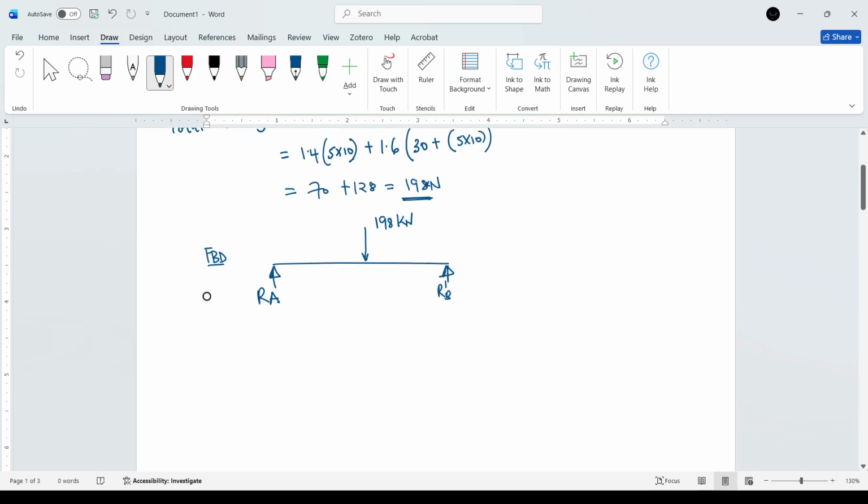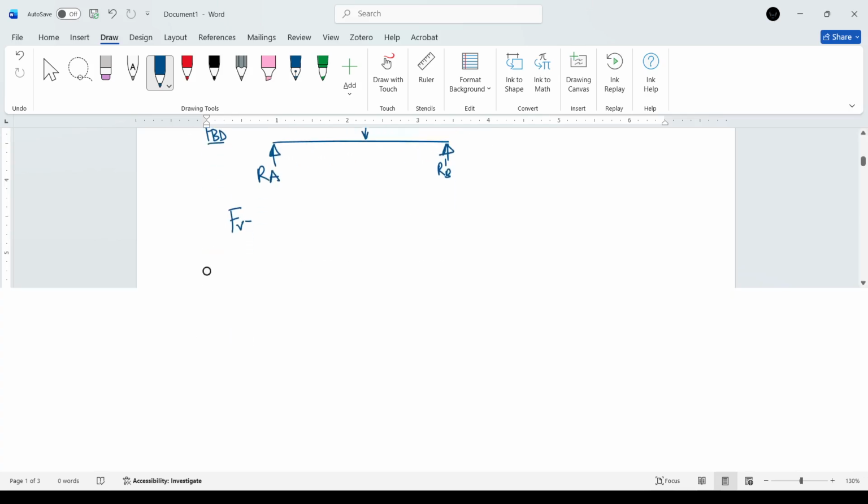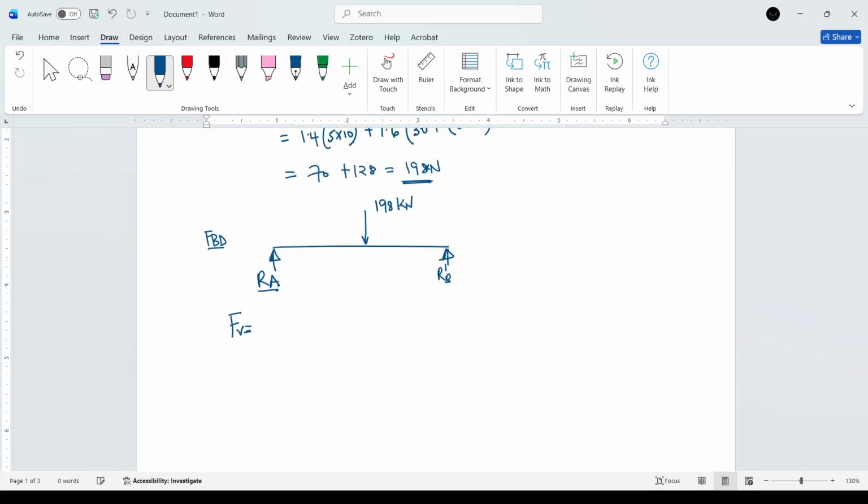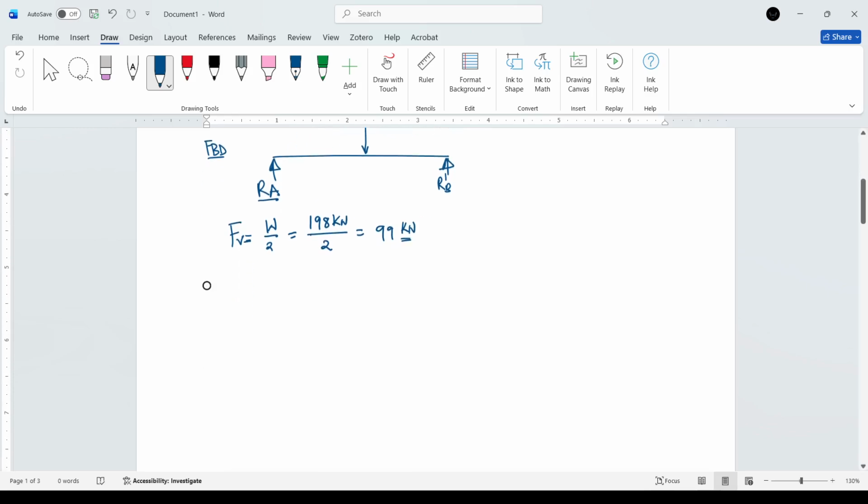So it means the shear force FV, which will be obtained from the reactions, will be given by W over 2. See, that's what we saw from the calculations. So you'll have 198 kilonewtons divided by 2, which is 99 kilonewtons. What about the design moment?